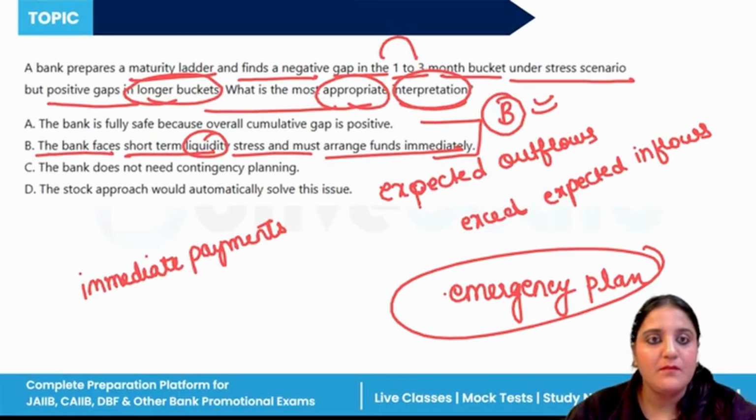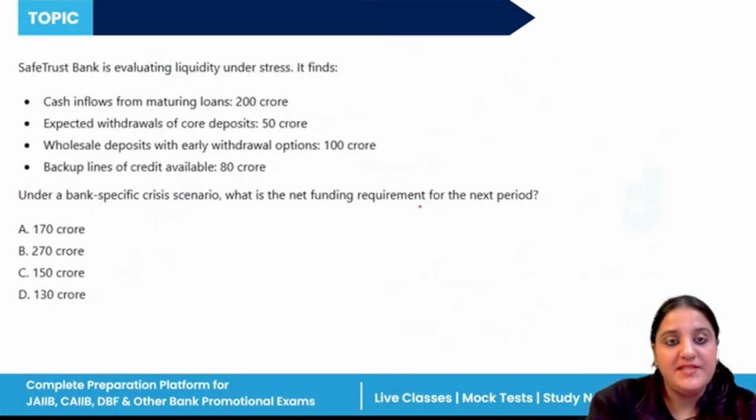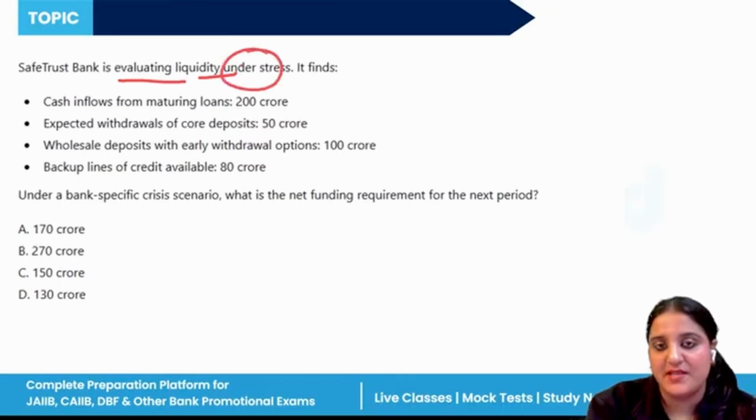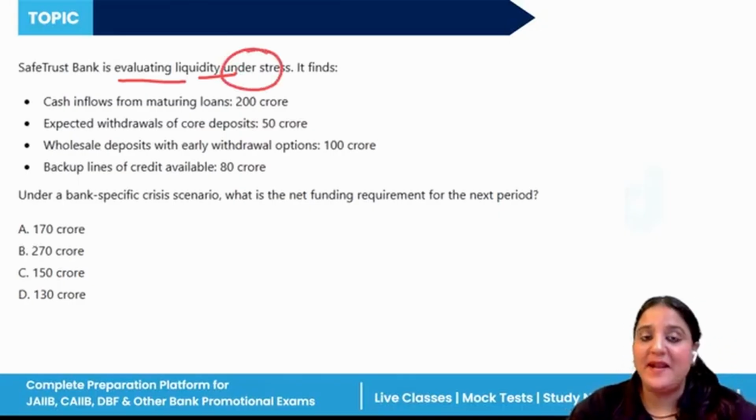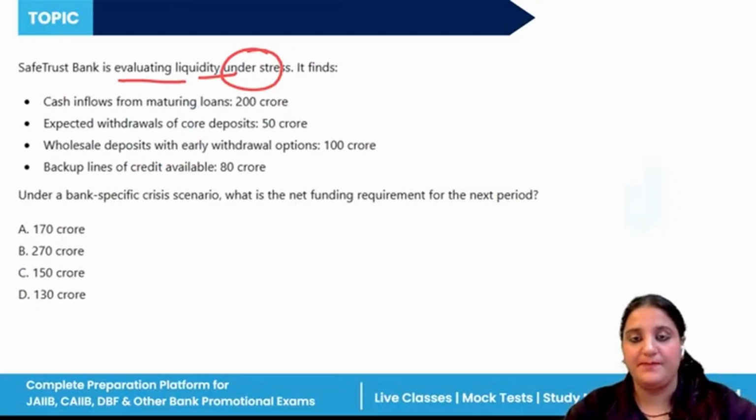Now, next question. Safe Trust Bank is evaluating liquidity under stress. It finds cash inflows from maturing loans, expected withdrawals of core deposits, wholesale deposits with early withdrawal options, and backup lines of credit available. Under a bank-specific crisis scenario, what is the net funding requirement for the next period?